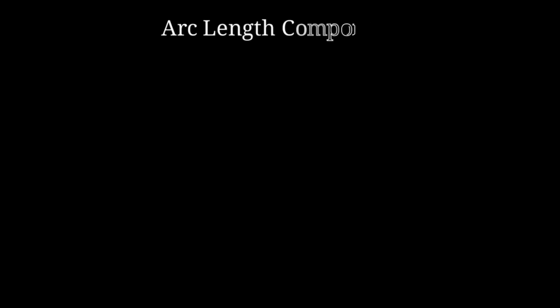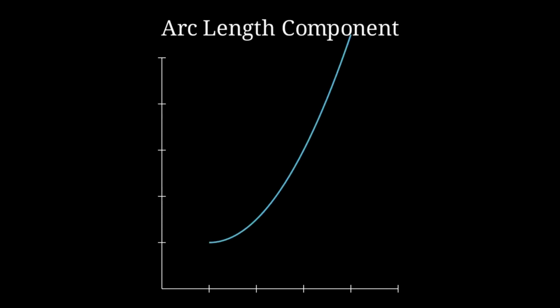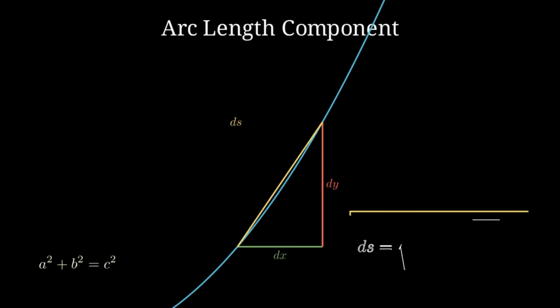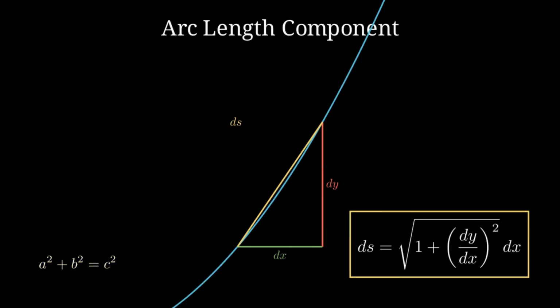Recall the arc length formula. A tiny change in the curve, ds, is derived from the Pythagorean theorem applied to the horizontal change dx and vertical change dy. This differential element is the foundation of our surface area integral.